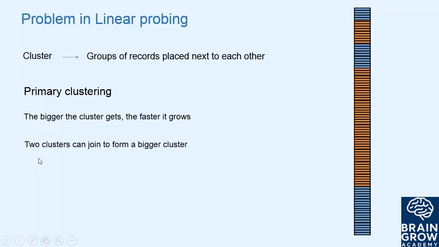There is also a possibility that two clusters join and form a bigger cluster. For example, in this case, suppose after some time all these locations are occupied. Then these two clusters will join and we'll have a bigger cluster. To prevent this primary clustering problem, we can use quadratic probing technique, which we'll discuss in the next lecture.